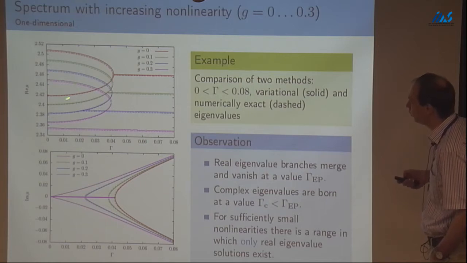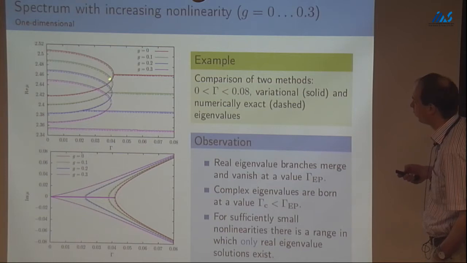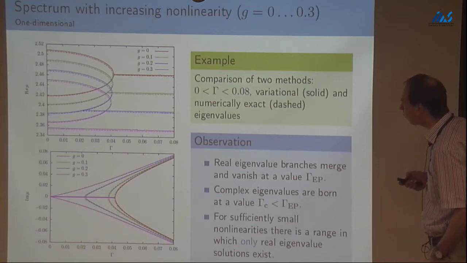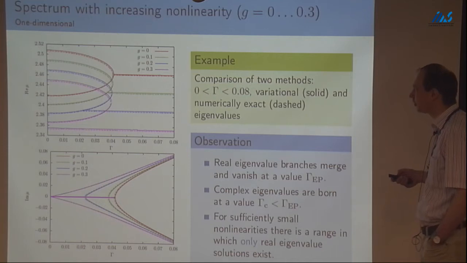We have two real eigenvalue solutions for some low values of the non-hermiticity parameter, or the in and out coupling parameter gamma here, and they move together, and at some point we have this exceptional point where they merge and coalesce, and beyond this exceptional point we have two solutions with complex conjugate eigenvalues.